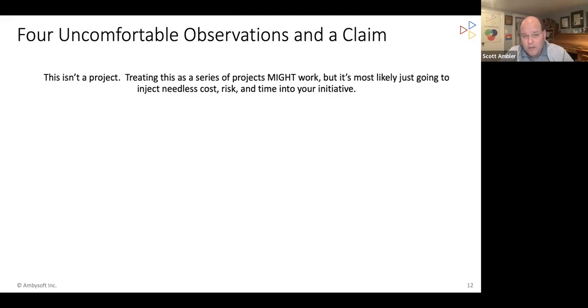So first, this is not a project. And I appreciate there's a lot of project managers on the call, given that it's the PMI chapter, but this is not a project. And if you try to treat this as a project or a series of projects, all you're going to do is inject a lot of cost and risk and time into your initiative. And I appreciate that many of you probably work in organizations where everything gets funded in terms of projects.